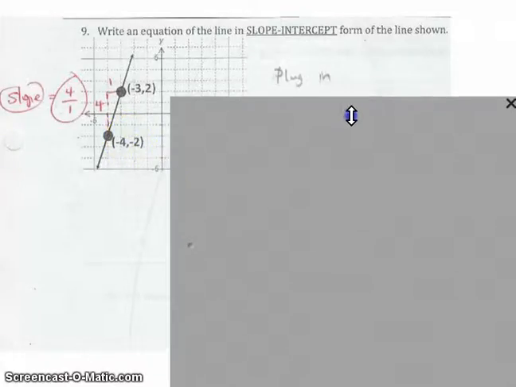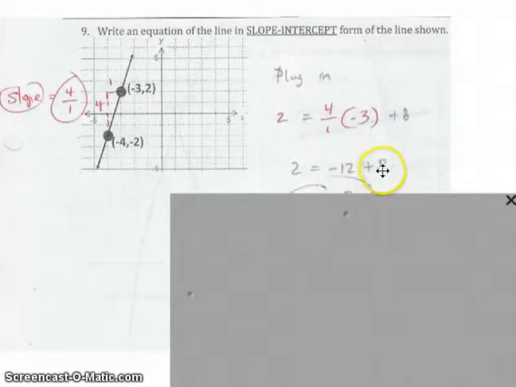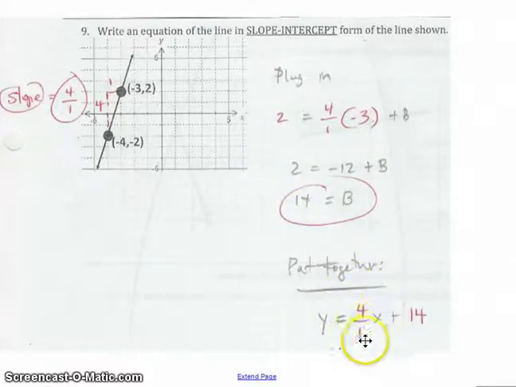Now I need to figure out the y-intercept, so I'm going to plug in one of the points. I picked this one, and I plug in 2 for y, negative 3 for x. 2 equals 4 times negative 3 plus b. That means 2 equals negative 12 plus b. I move the 12 over, and b is going to turn out to be 14. Now I've got the 2 pieces I needed, slope and y-intercept. Put them together, y equals 4x plus 14. We'll move on to the next one.